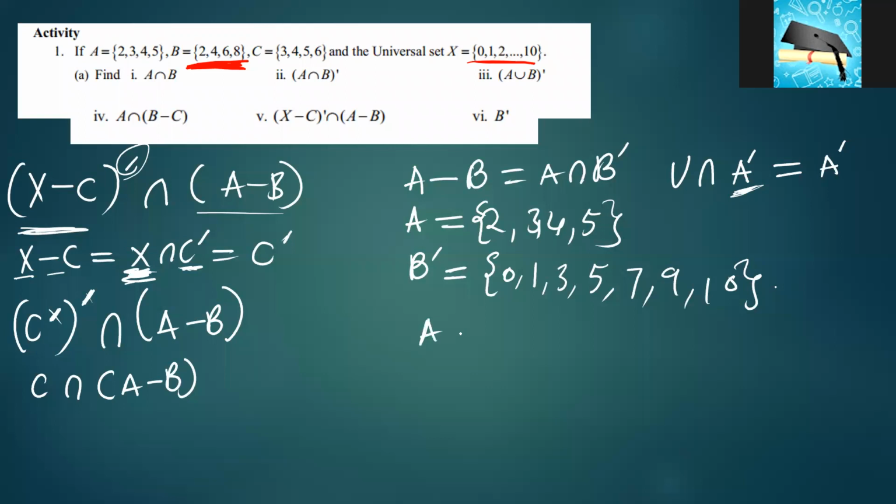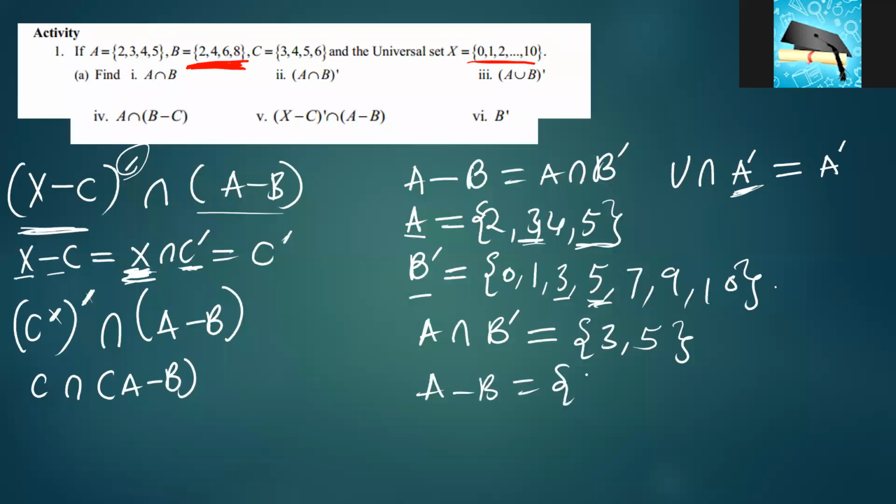So now to find A intersection B complement, we get the common elements between B complement and A. So the common elements here, we have 3. 3 is common there. Then the other one is what? We have 5. 5 is also common. So the A intersection B complement is simply 3, 5, because 3 and 5 are common. So this is our A intersection B complement. So our A minus B is therefore equal to 3, 5.